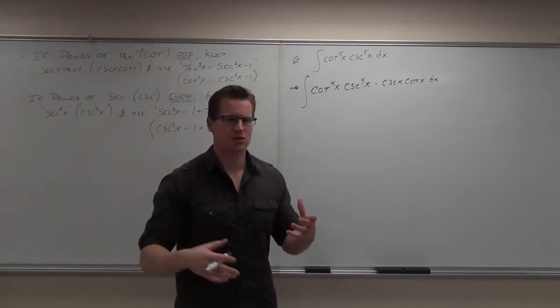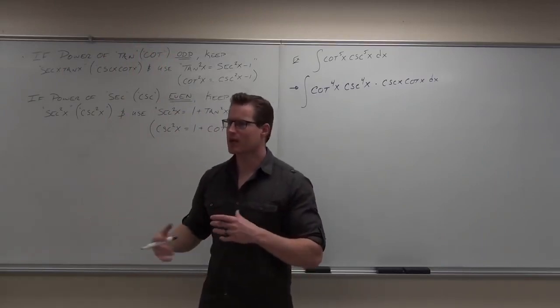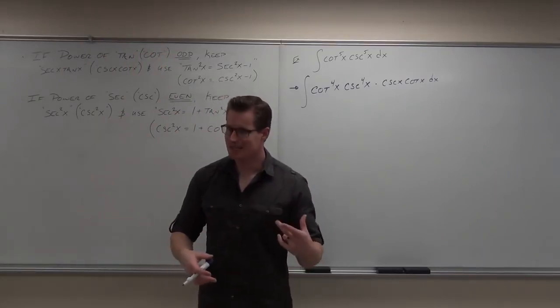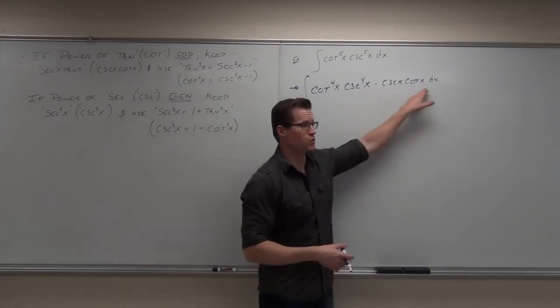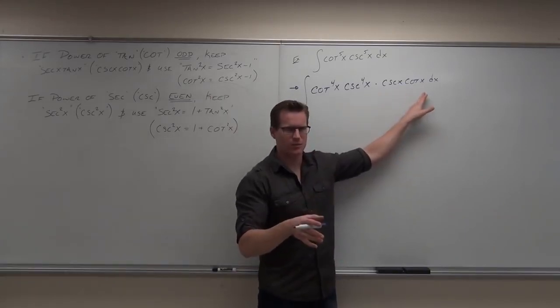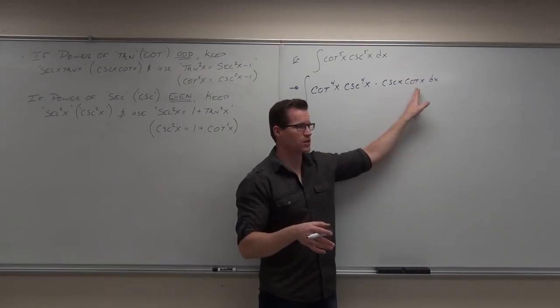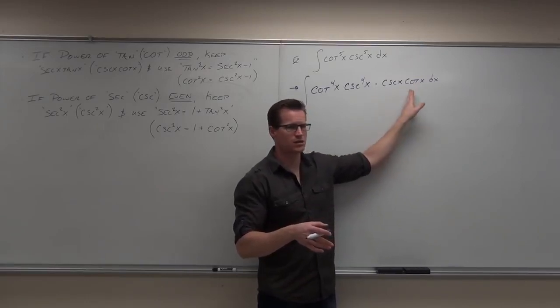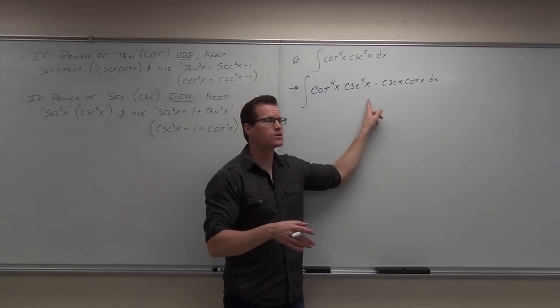Now, I need you to understand, don't just follow this as a pattern. Really understand the process. The idea here is that this is supposed to be a derivative of something. Think about this when you're doing these problems. Is this the derivative of cotangent, or is this the derivative of cosecant? This is the derivative of cosecant. You with me? What that means is that I want all of this to become cosecant.